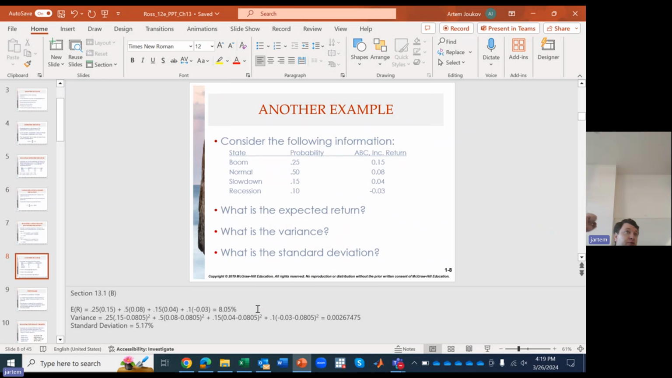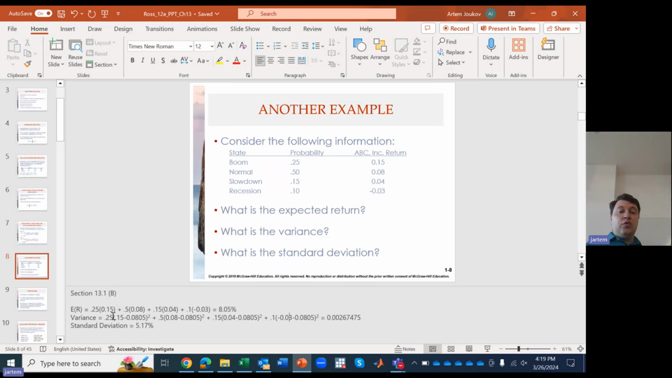Now, with that expected return in hand, because you got to get the average, the expectation, before you can get the standard deviation, now you can calculate the standard deviation. Again, all of the probability weights remain the same: 0.25, 0.5, 0.15, and 0.1. And the only thing you do here is you add in the squaring of the deviation from the mean.